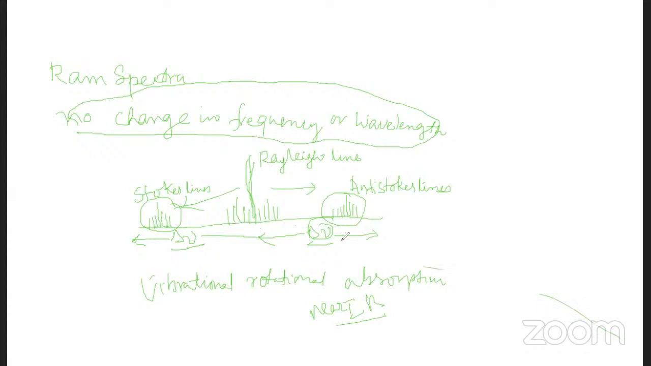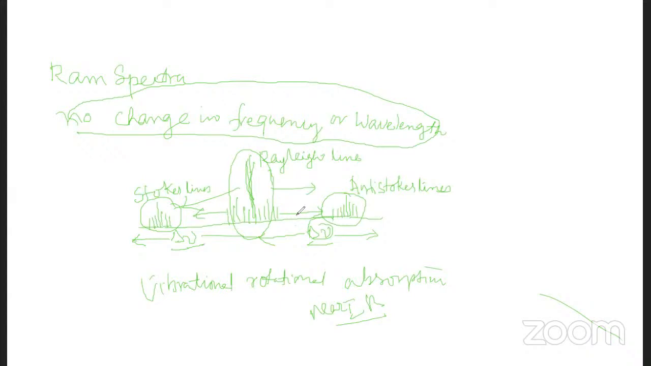So here you see the original line according to the Rayleigh scattering. There will be lower frequency lines and higher frequency lines observed. These we have named Stokes and anti-Stokes lines. This phenomenon was observed by Sir C.V. Raman, and that is the reason we call it the Raman spectra.